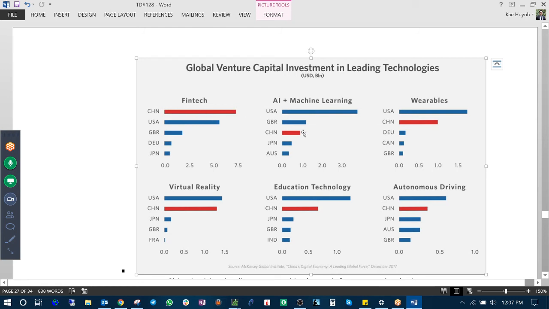AI machine learning, they're number 3. So the U.S. is leading on that front. Wearables, they're number 2. Virtual reality, they're number 2. Education technology, they're number 2. Autonomous driving, they're number 2. It's only a matter of time, right? They're catching up with so much momentum. So these are the leading technologies that he believes and where they're positioned.